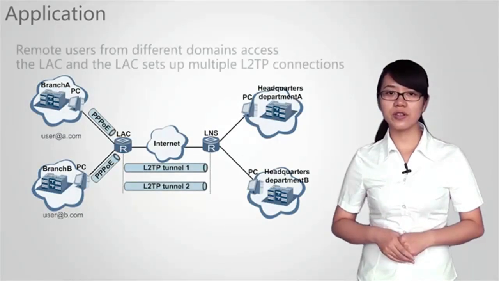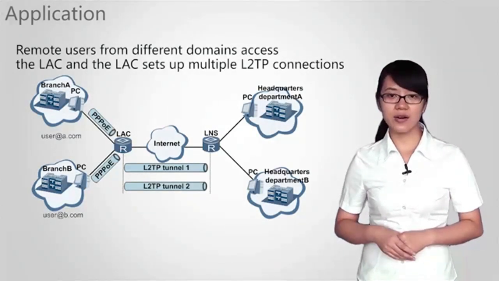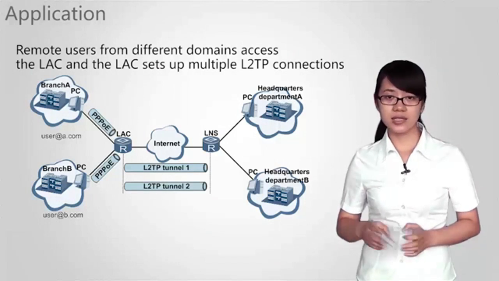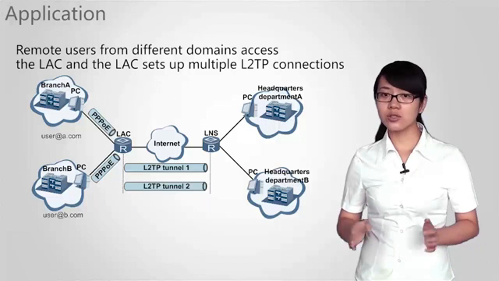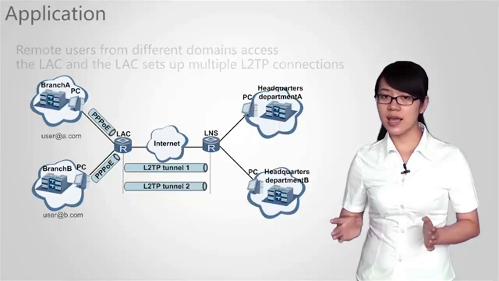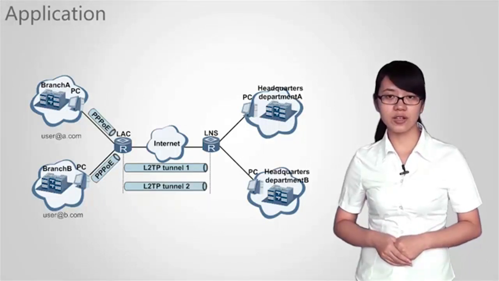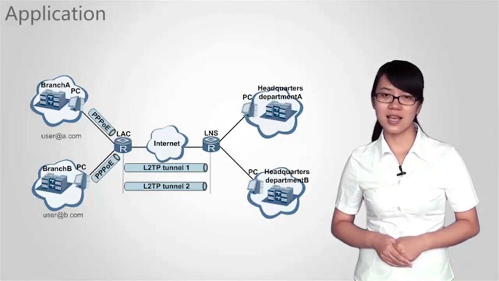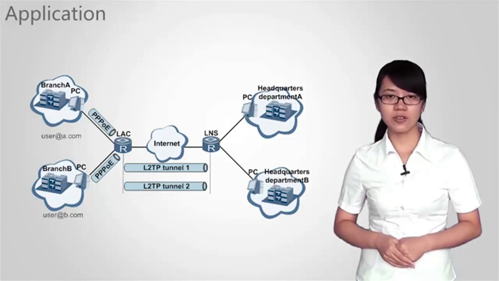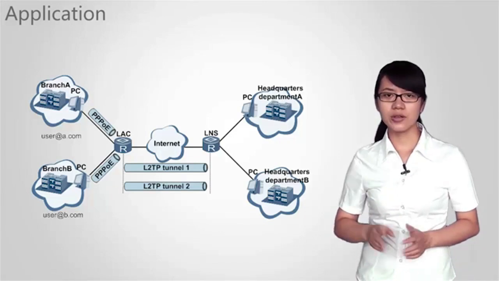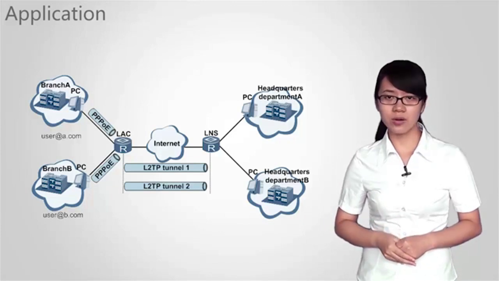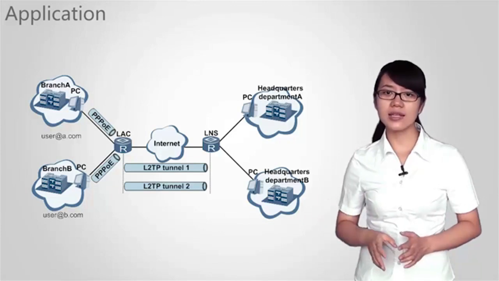Remote users from different domains access the LAC, and the LAC sets up multiple L2TP connections. When the two branches use the same LAC to access different departments in the headquarters, the LAC can establish different L2TP tunnels based on domains to ensure data security. You can configure an SEL to manage access rights of the branches.